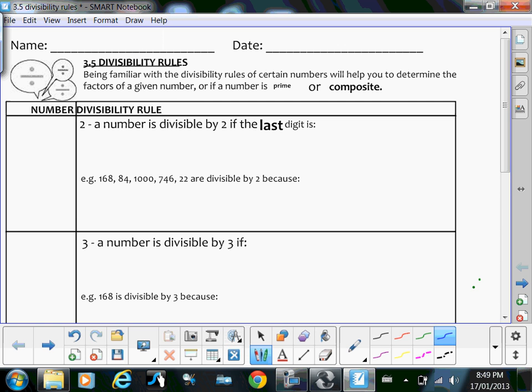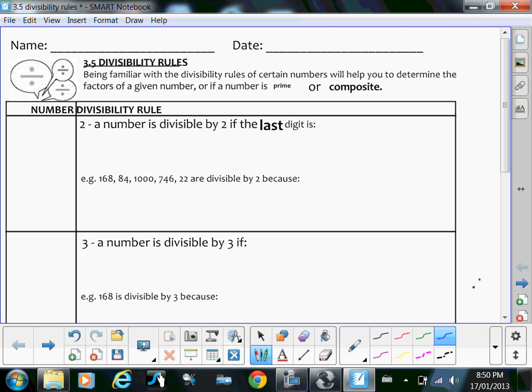Okay, recording now. This is lesson 3.5 on divisibility rules. Now, divisibility rules is a concept that you don't need to know at this point. However, they are useful to know, especially with long division questions, and being familiar with the divisibility rules of certain numbers can help you determine the factors of a given number or if a number is prime or composite.